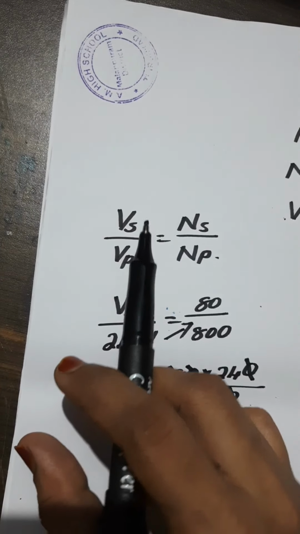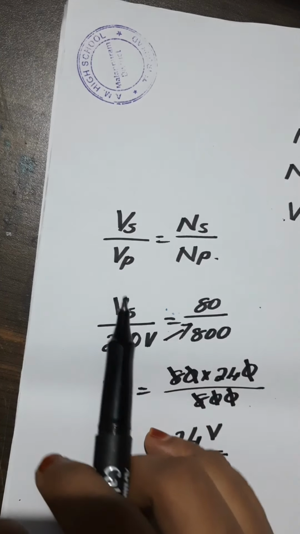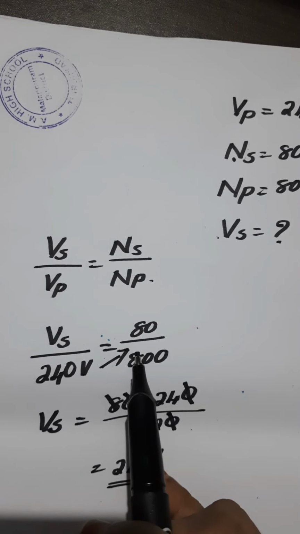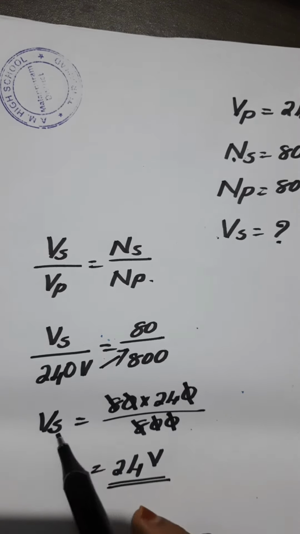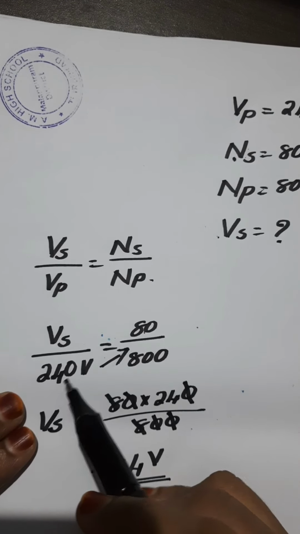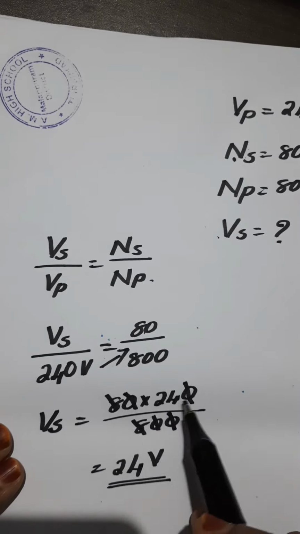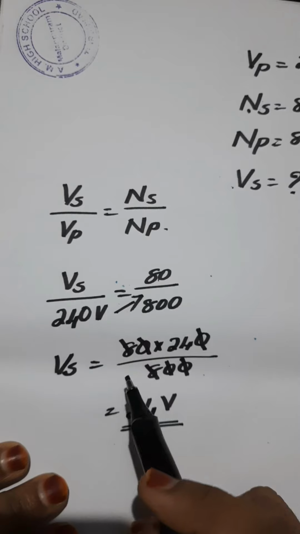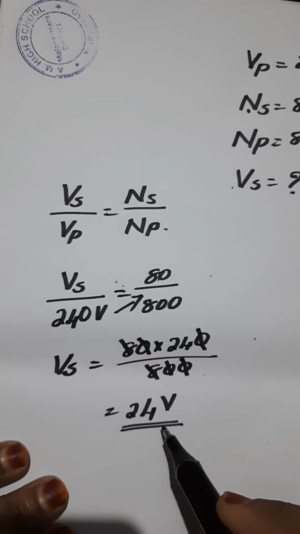Then we have the equation Vs by Vp equals Ns by Np. Apply the given data. Vs by Vp 240 volt equals 80 by 800. Vs equals 80, 240 here in division, therefore it is multiplied by 80. 80 into 240 by 800. By reducing we get it is equal to 24 volt.